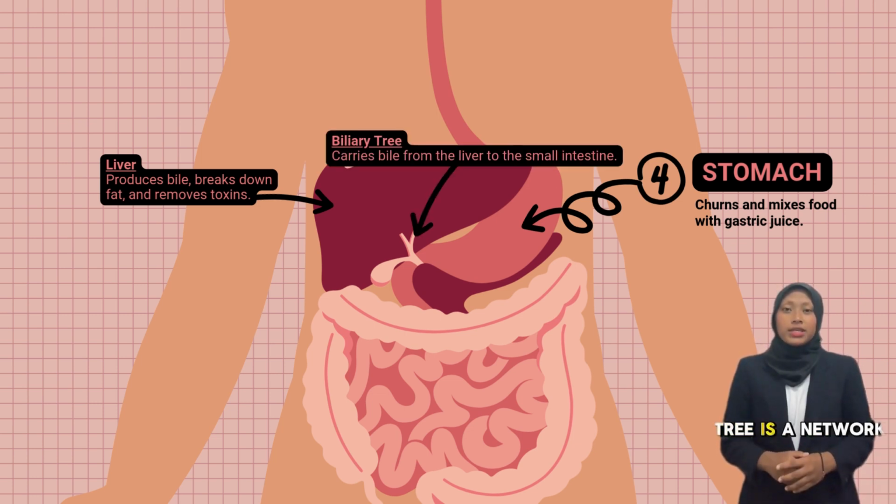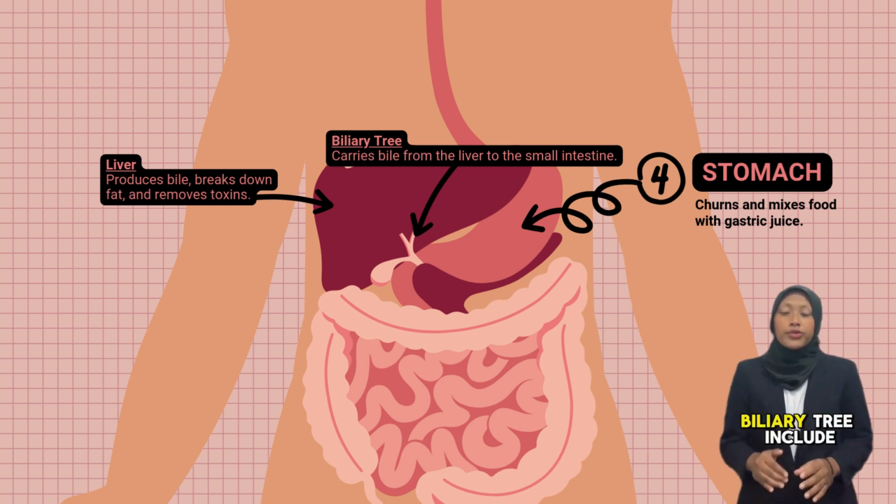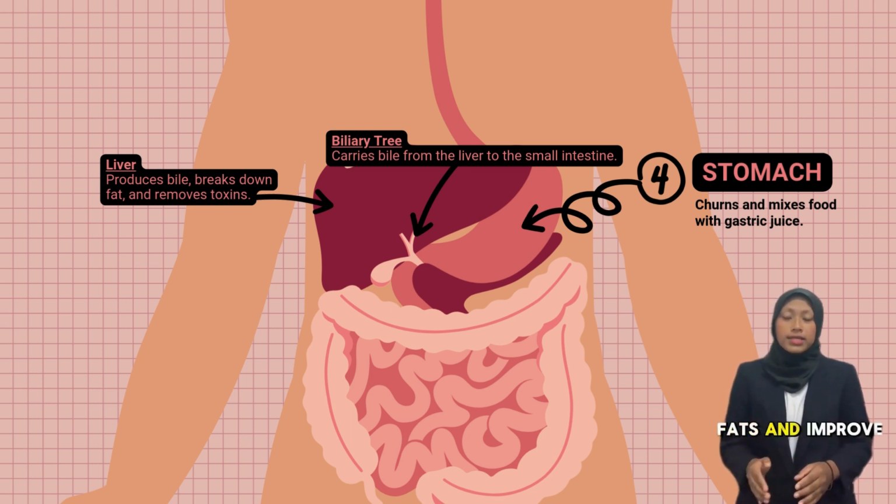Next, the biliary tree is a network of ducts that transport bile from the liver to the gallbladder and small intestine. It plays a vital role in fat digestion. The key components of the biliary tree include hepatic ducts that carry bile from the liver, the cystic duct that connects the gallbladder to the biliary system, and the last one is the common bile duct that transports bile from the liver and gallbladder to the duodenum. When fatty food enters the small intestine, the biliary tree facilitates the release of stored bile, helping to emulsify fats and improve digestion.